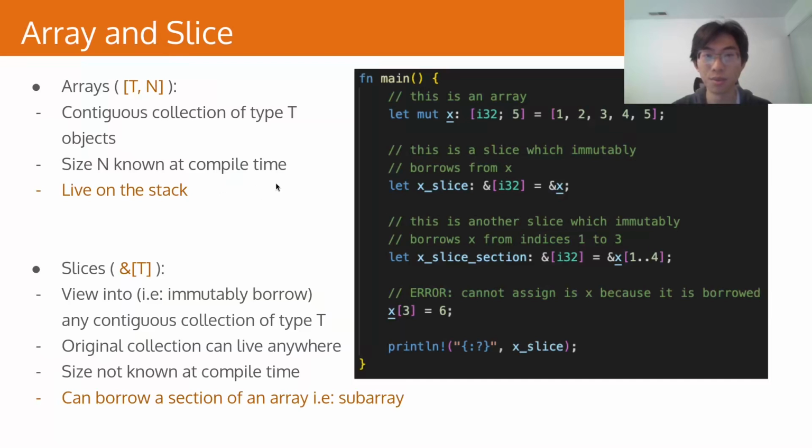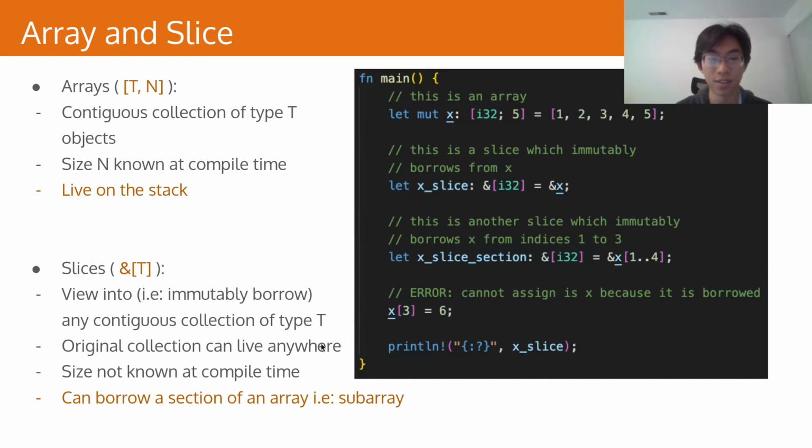As a review, we've covered arrays in the past, and they work as a contiguous collection of objects of a certain type, and the size of the array must be known at compile time, and arrays live on the stack. In contrast, slices, which we denote with ampersand and then brackets, let us view into or immutably borrow from any contiguous collection, and that includes arrays.